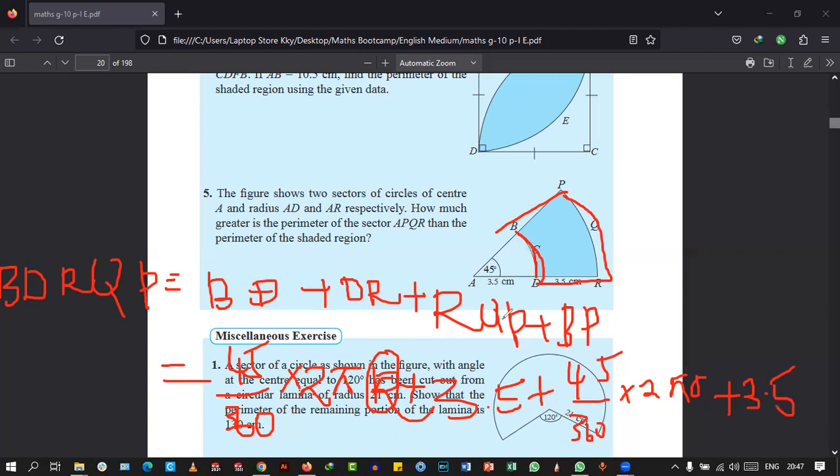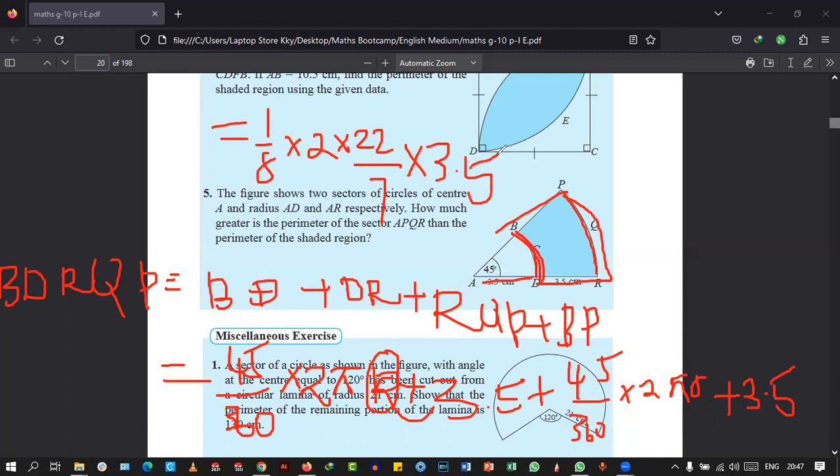If you do it a different way, like finding this arc length and finding this arc length, then you might obtain the answer for this one directly. But no problem, we can follow this way as well. So that will be equal to 1/8. We can write it like this: 1/8 times 2 times 22 divided by 7 times r. And r is how much? It's a different R, 3.5 only, right?